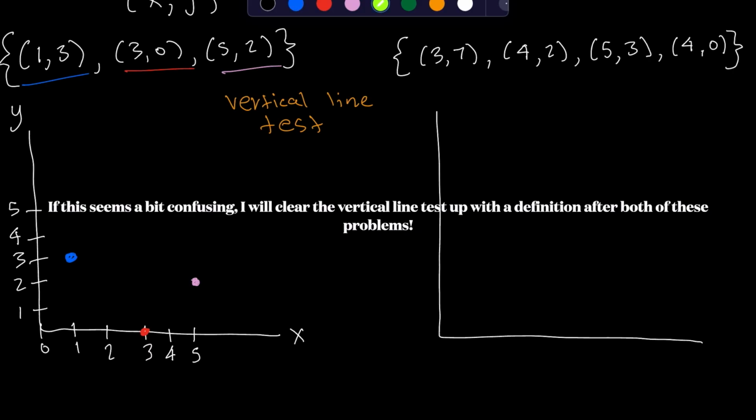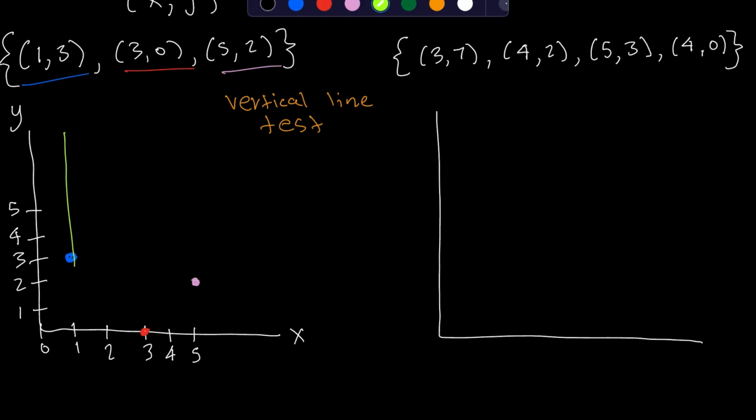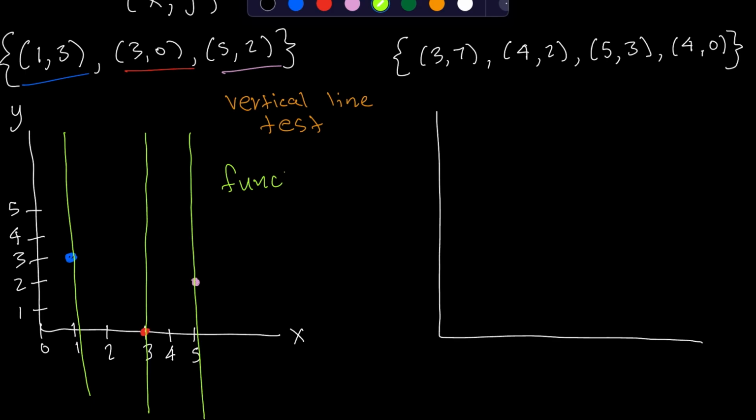So let's draw a vertical line. If we draw one right here, we're only touching one point. So far we're a function. We draw one to this value. We still have only touched one point. We're still a function. Draw through this point, and we're still a function. So that is graphically why this is a function.